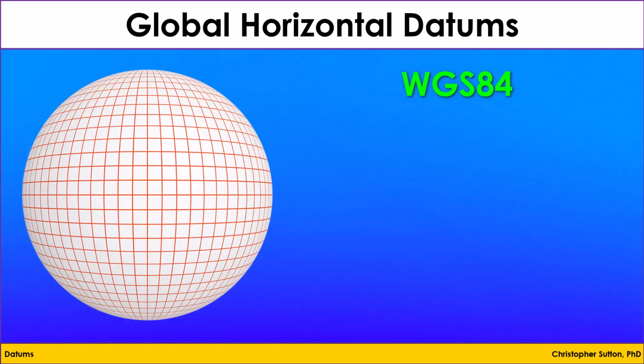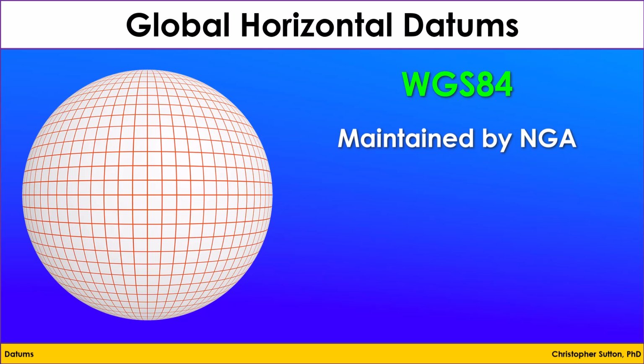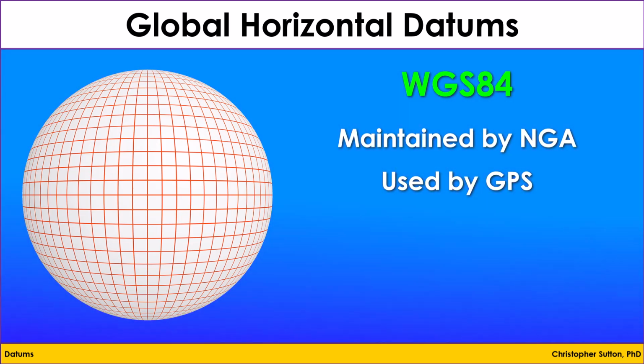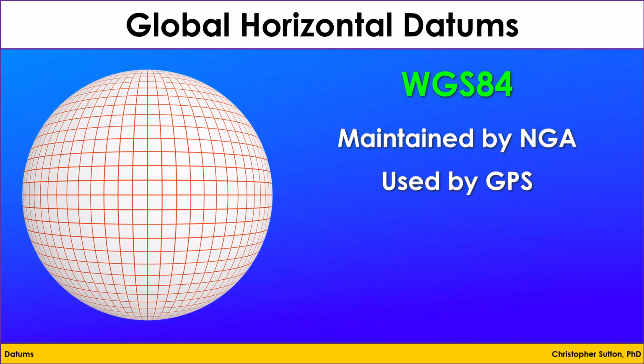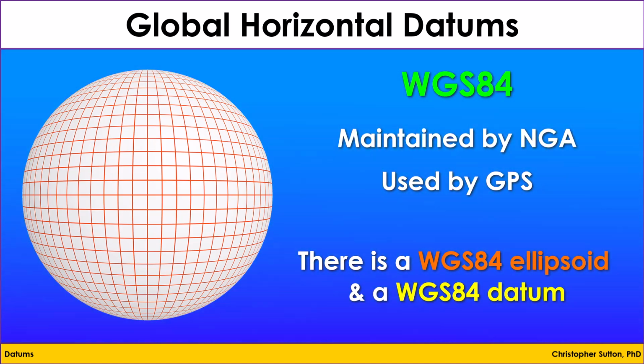The first is WGS 84, which is maintained by the National Geospatial-Intelligence Agency, or NGA. This is the standard used by GPS. As I stated in the previous video, there is a WGS 84 ellipsoid and a WGS 84 datum. The WGS 84 ellipsoid is the smooth model of Earth's shape, and the WGS 84 datum is the reference system used to define positions on Earth's surface.